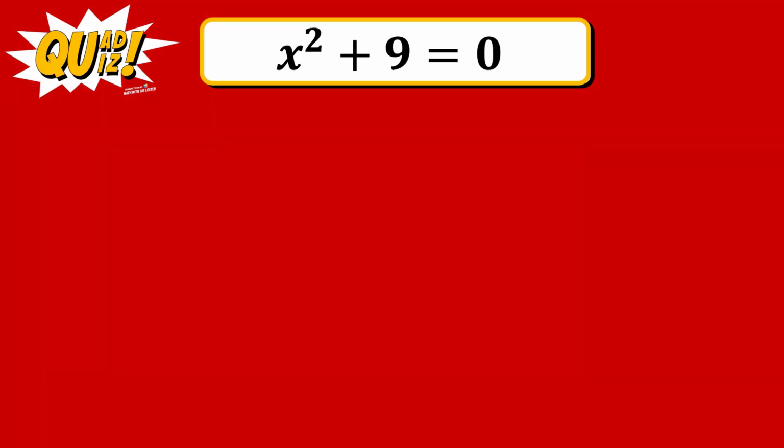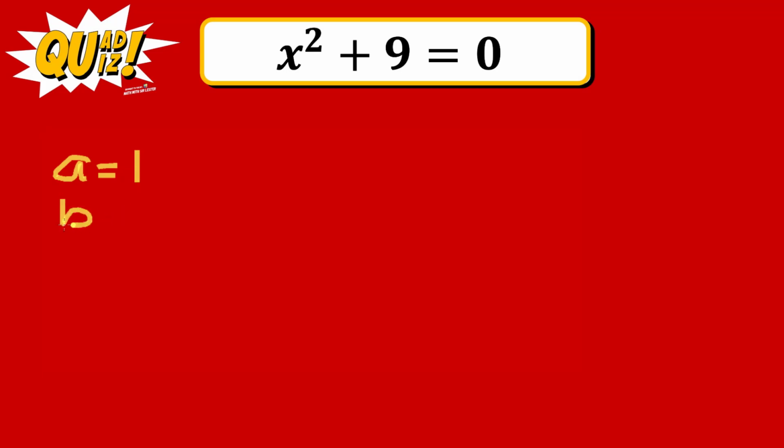Even without solving for the roots, we can automatically identify the nature, types, or behavior of the roots of this given quadratic equation. We shall start with the identification of the correct coefficients. Here, our coefficient A is the numerical coefficient of x squared. We know it to be 1.